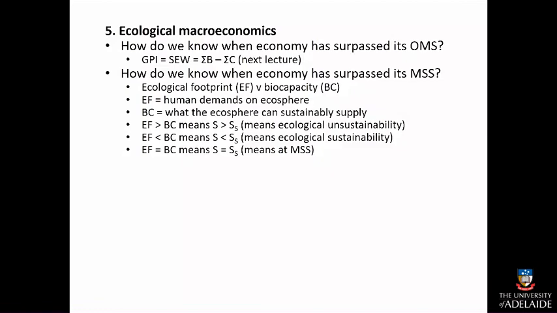How do we know when the economy has surpassed its maximum sustainable scale? Well, we can't use an economic indicator for that. To work out where you are in relation to the optimal macroeconomic scale, you need an economic indicator, and the GPI is an alternative economic indicator. But in terms of the maximum sustainable scale, you need an ecological indicator. There are lots of ecological indicators that you could use. My favourite is the ecological footprint versus biocapacity. You've probably heard of the ecological footprint indicator. Ecological footprint just represents human demands on the ecosphere, whereas biocapacity is what the ecosphere can sustainably supply.